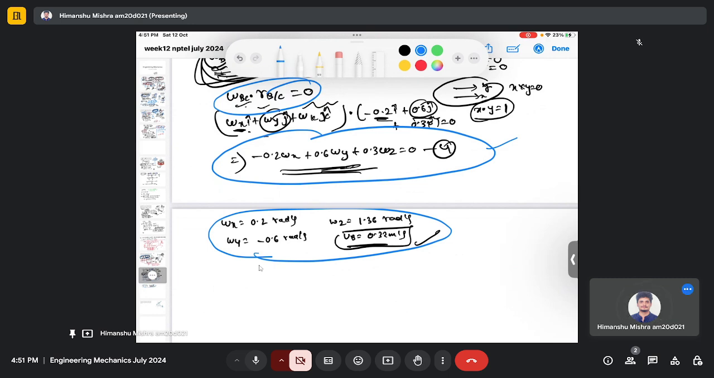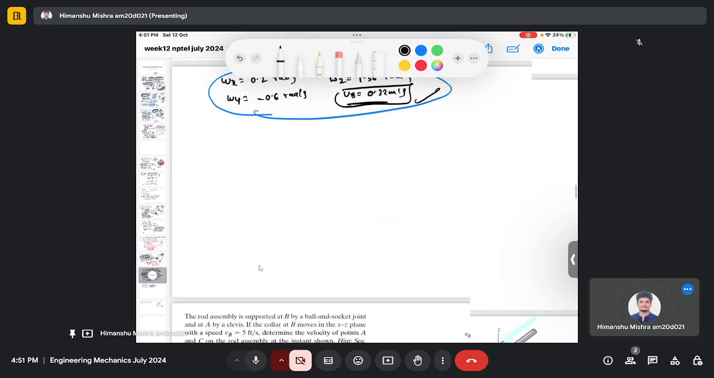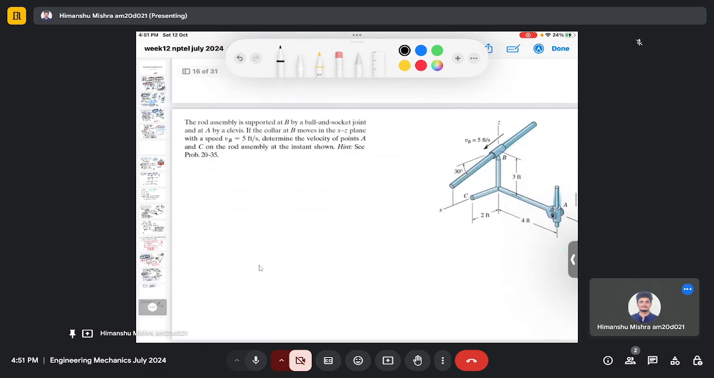So let's solve the next problem. Here the rod assembly is supported at B by a ball and socket joint, and at A by a clevis. If the collar at B moves in the xz plane with a speed Vb, which is 5 feet per second, determine the velocity of points A and C on the rod assembly at the instant shown.